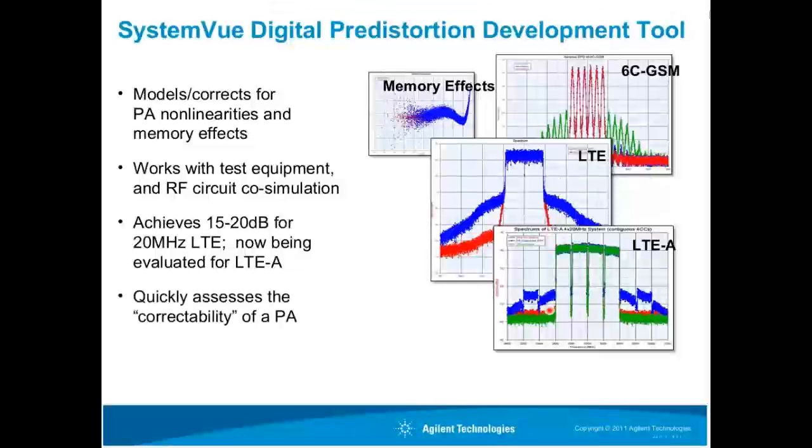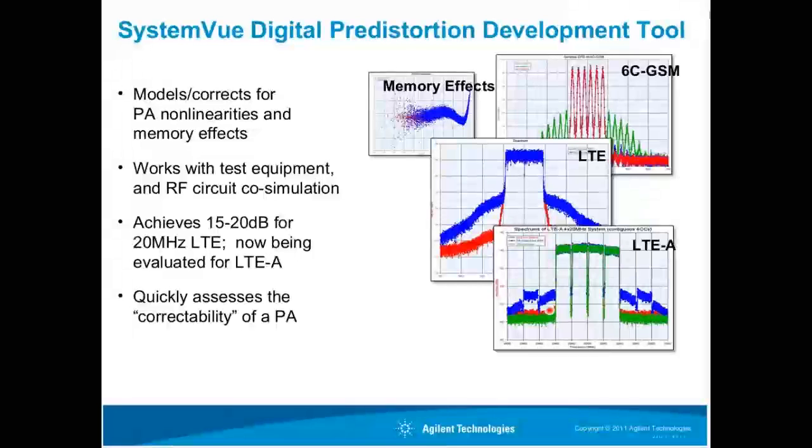And you can get assessments. You can try different PAs and see how they work. So the ability to bring in a behavioral model and assess them against your digital predistortion early in the design process is quite a powerful capability.